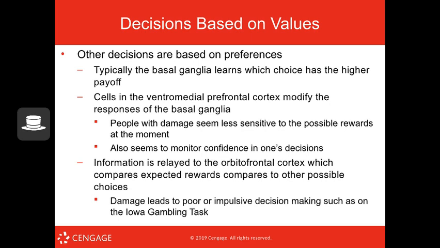Information is also relayed to your orbital frontal cortex, which compares expected rewards to other possible choices. Damage to the orbital frontal cortex makes it harder to stop making bad decisions.